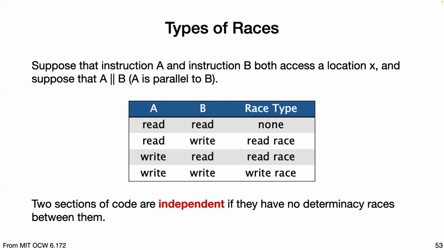If exactly one of them is writing, then you have a read race because you're not guaranteed which copy you will read. And if two of them are writing, then you have a write race because you're not guaranteed which copy you end up with. And we call two sections of code independent if they have no races between them.